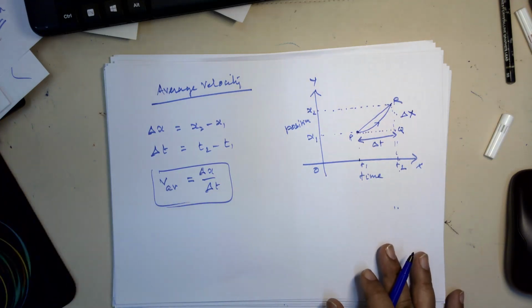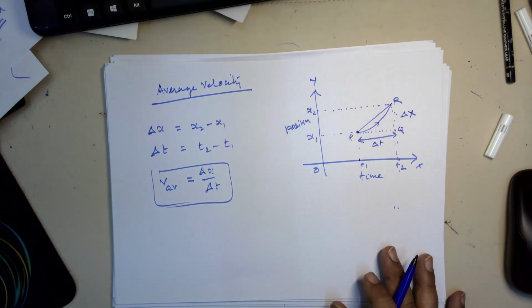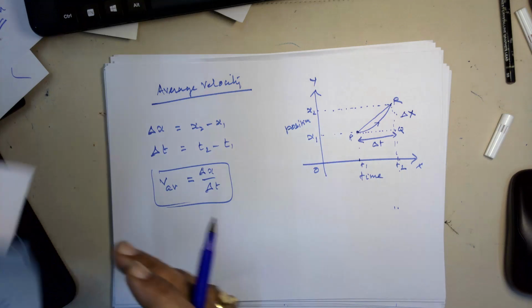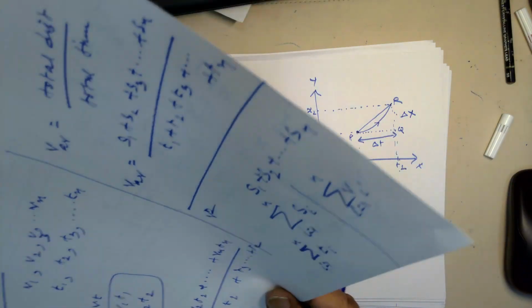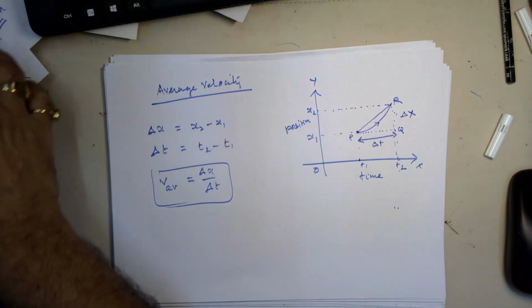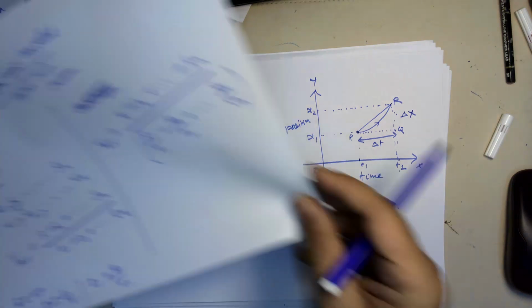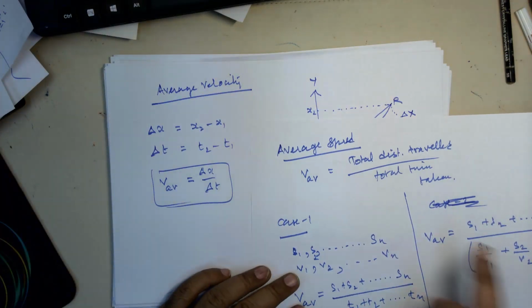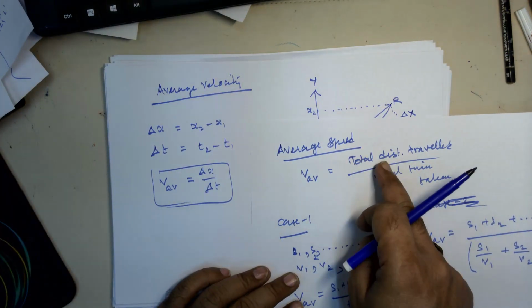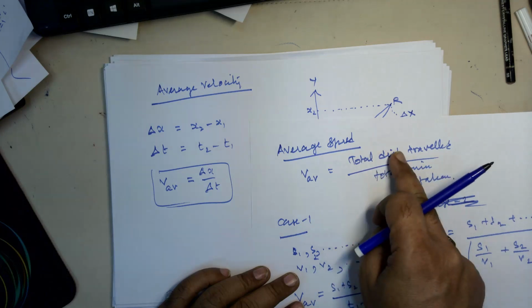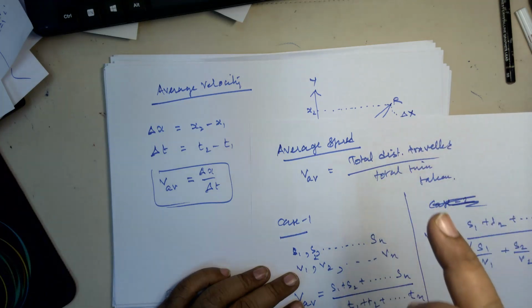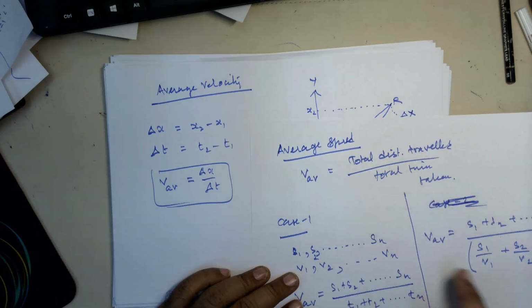Now listen to me. When I define the average speed, I would have used the term total, but here I am taking the net change in the velocity. Do you understand this? Look at this: average speed means total distance traveled divided by total time. So that is why I am totaling everything, right?